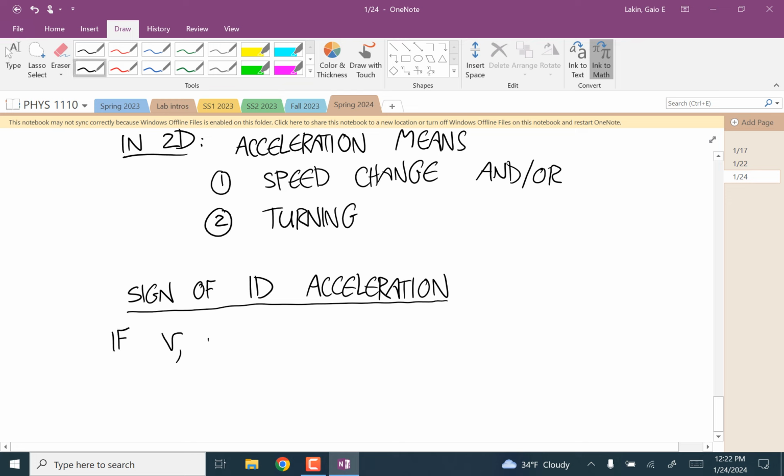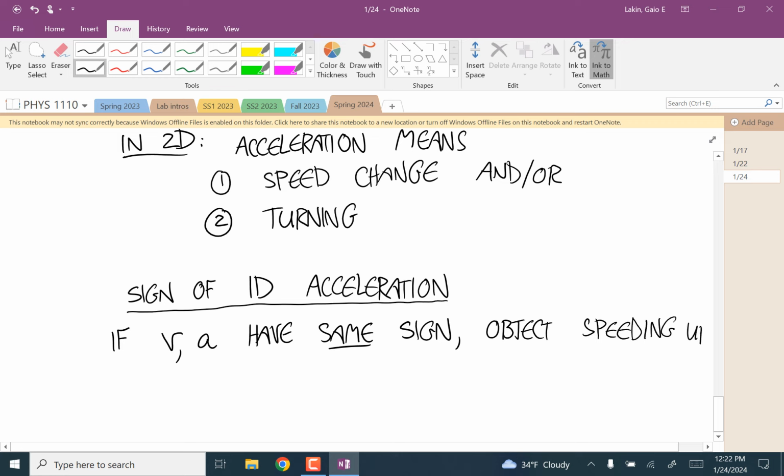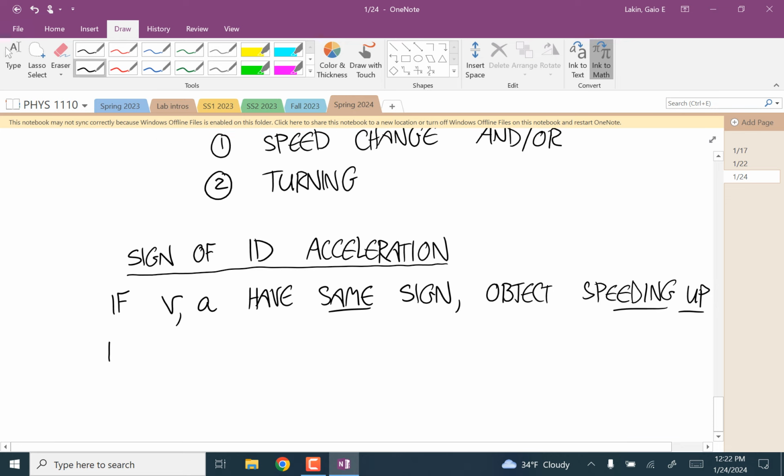If the velocity and acceleration have the same sign, the object is speeding up. On the other hand, if velocity and acceleration have opposite signs, the object is slowing down.